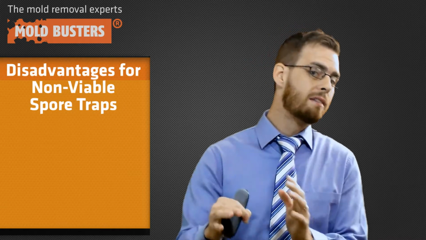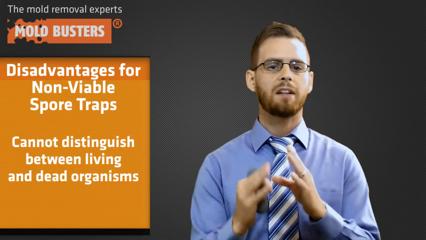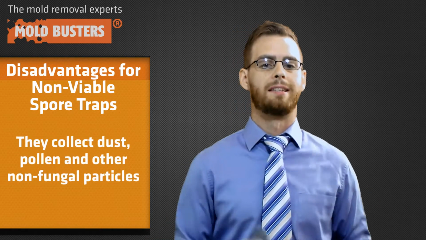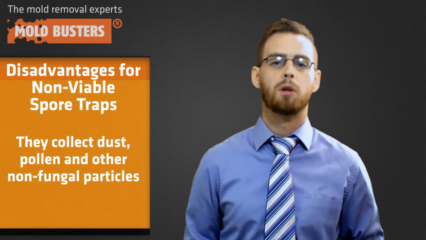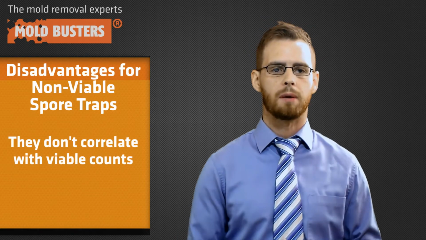There are some disadvantages though to non-viable spore traps. For example, they cannot distinguish between living and dead organisms. They also collect dust, pollen, and other non-fungal particles, and they do not necessarily correlate with viable counts.